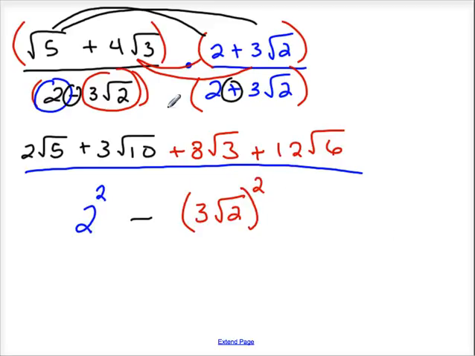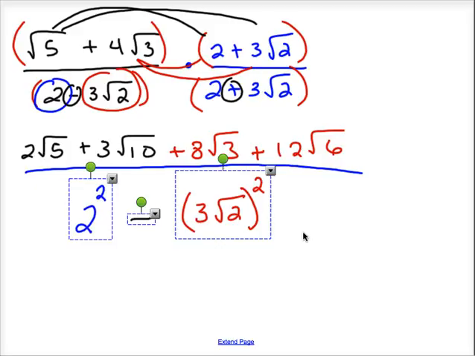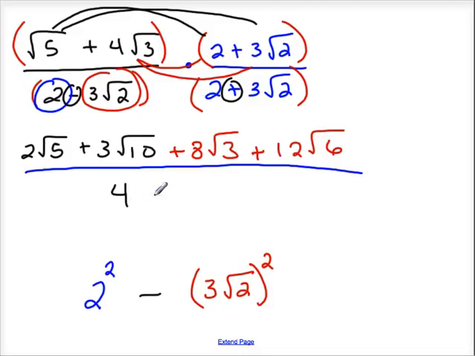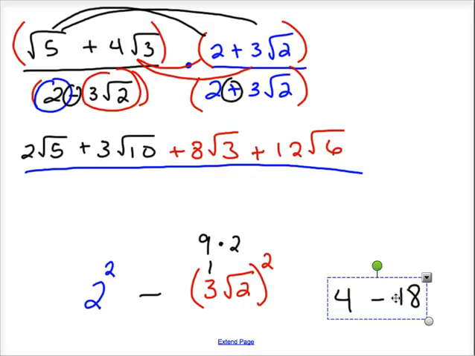Okay, so that's pretty much what we're doing here. So if you take that into consideration, I'm going to bring that down here. So 2 squared is actually 4 minus, and then 3 radical 2, what would that be squared? 3 radical 2 squared. What's 3 squared? 9. Radical 2 squared? 2, so I have 9 times 2, which is 18. And then 4 minus 18, and I get an answer of negative 14.